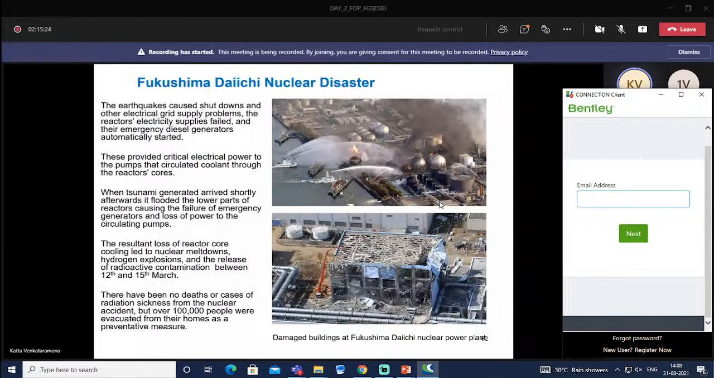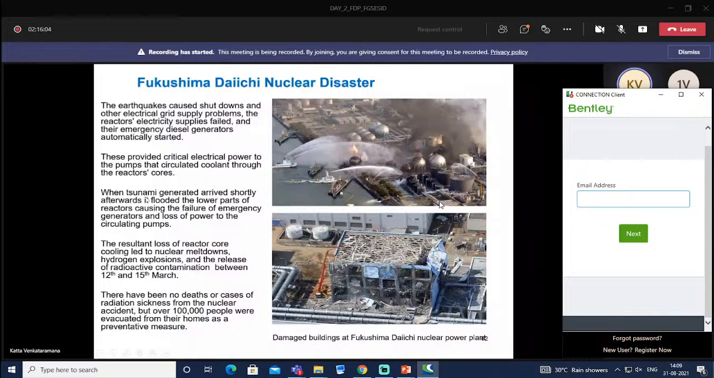And as I mentioned, this earthquake caused a nuclear disaster at the Fukushima Daiichi nuclear reactor. The earthquake caused shutdowns and other electrical grid supply problems. The reactor's electricity supplies failed and their emergency diesel generators automatically started. So when the earthquake happened, there was an automatic shutdown of the electrical power supply. Then diesel generators started and supplied power. These provided critical electrical power to the pumps that circulated coolant through the reactor's cores.